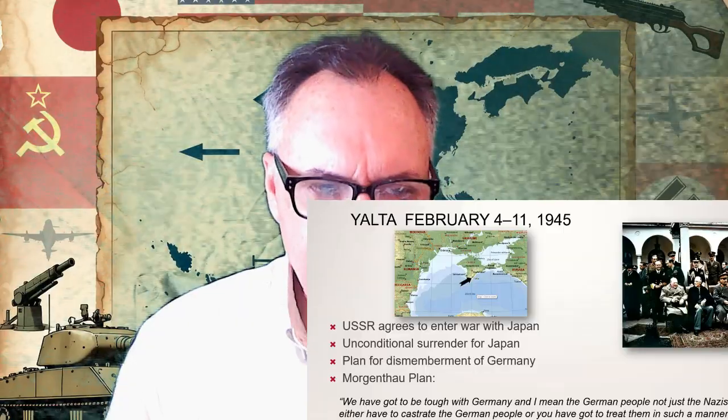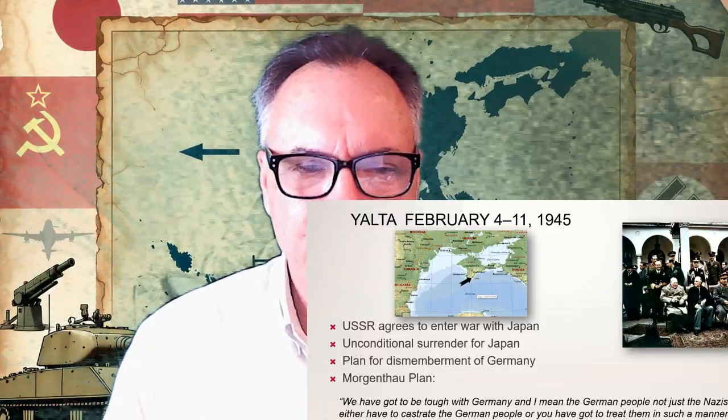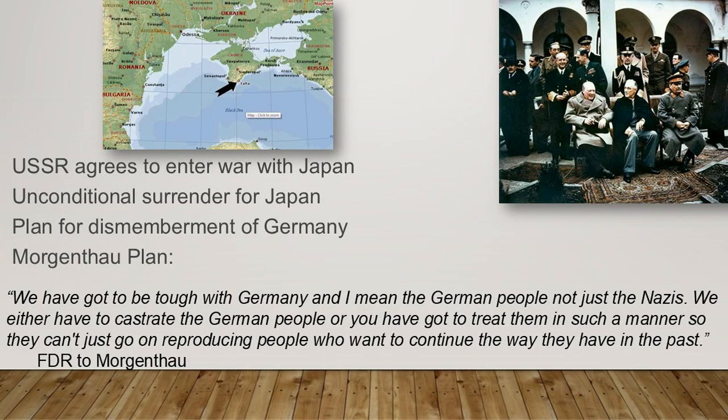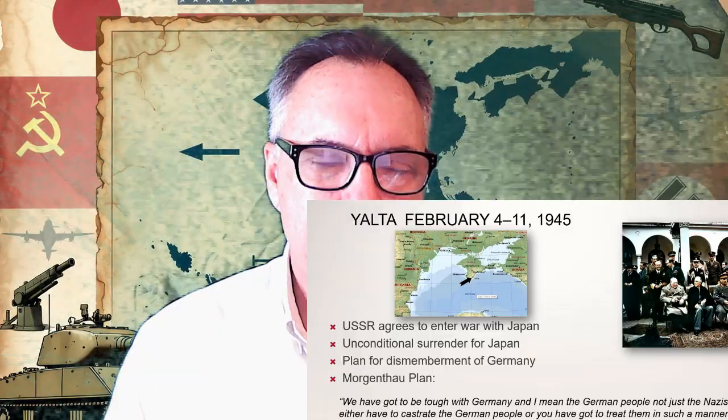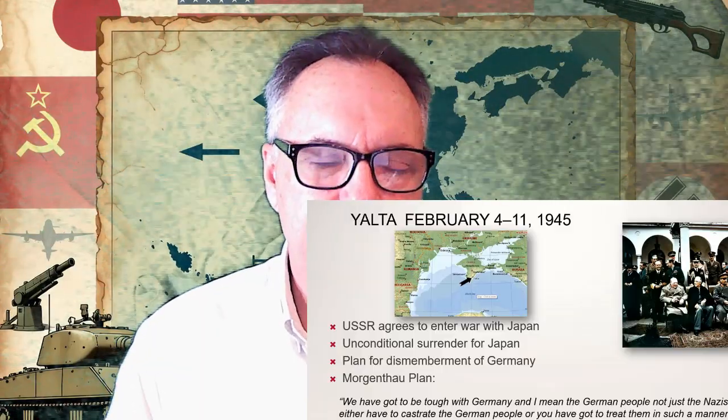Now, this is a statement from FDR. He wrote to Morgenthau about that plan. "We have got to be tough with Germany, and I mean the German people, not just the Nazis. We either have to castrate the German people, or you've got to treat them in such a manner so they can't just go on producing people who want to continue the way they have in the past." Now, I don't think he really wanted to castrate the German people, but you understand the feeling towards the German people here.